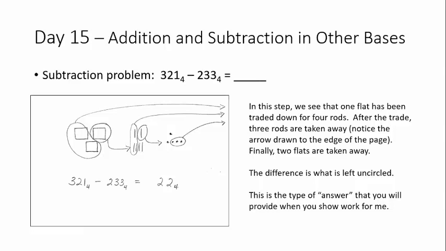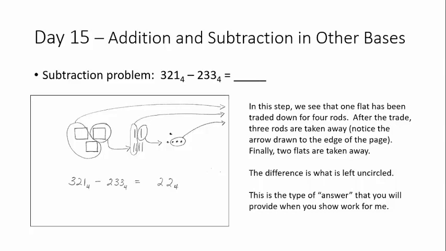I circle one of the flats, draw an arrow to 4 rods that I've drawn. I circle 3 rods and draw an arrow to the edge of the page to show that I'm taking those away. And finally, I want to take away 2 flats. And so I circle the remaining 2 flats and draw an arrow to the edge of the page, showing that they are being taken away.